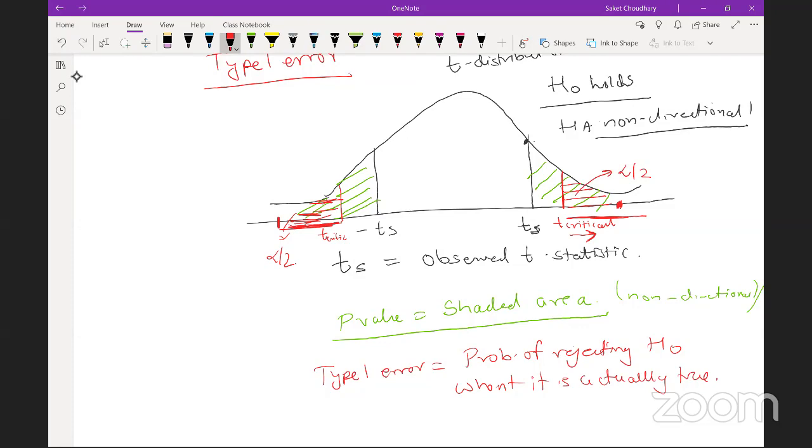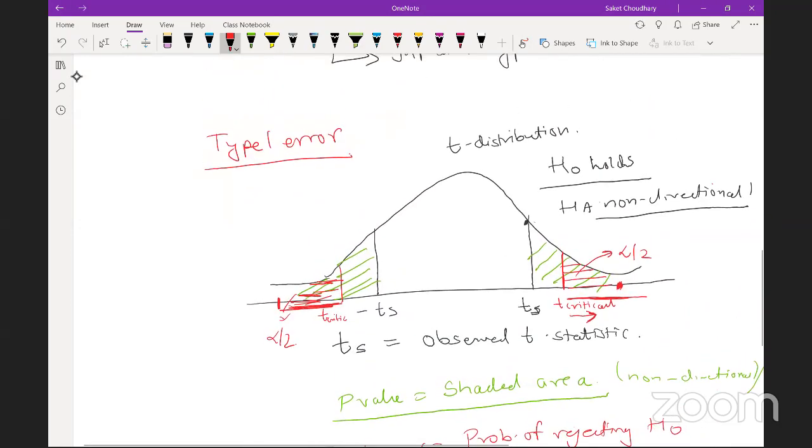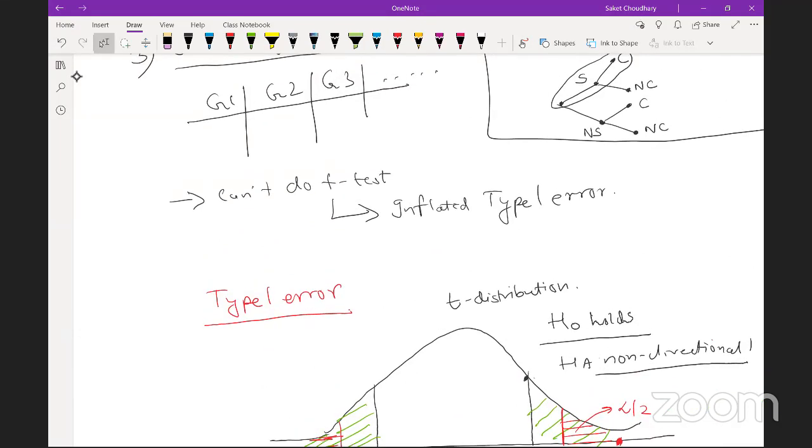Okay, I assume no questions, so I'll go back to what we were discussing. So we have inflated type 1 error, and we don't really want that. So we came up with a new test, which is ANOVA, which has analysis of variance in its name, and it's essentially a study of the between-group variance versus the within-group variance.